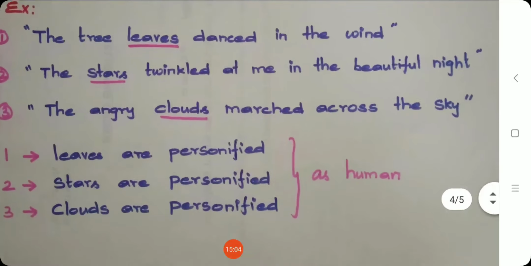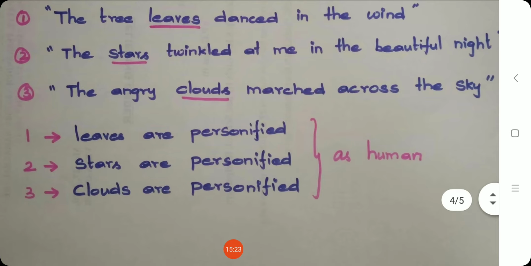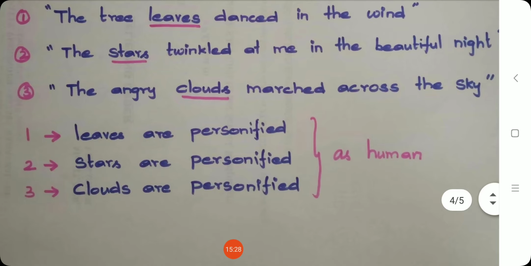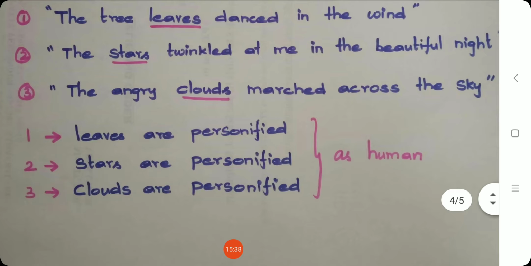So in the first example, leaves are personified. In the second example, stars are personified. And in the third one, clouds are personified. How are they personified? They are personified as if they have human characters like dancing, twinkling, and getting angry. So this is called personification. When a non-living thing is considered to have a human character, it is called personification.